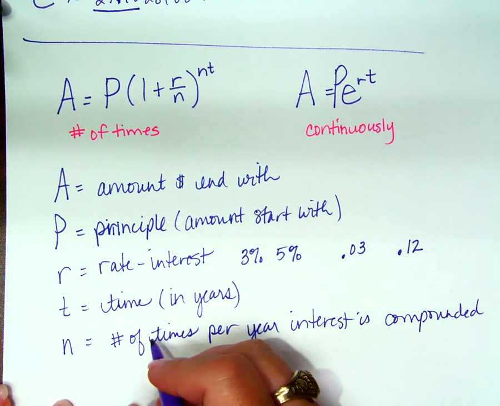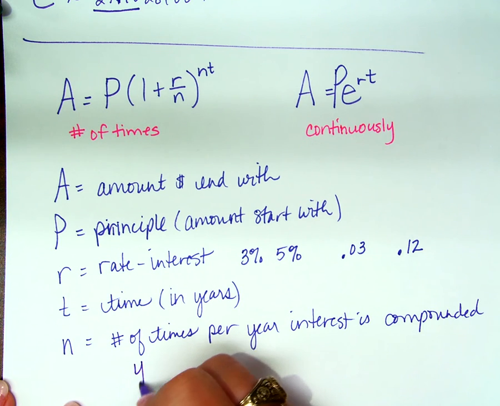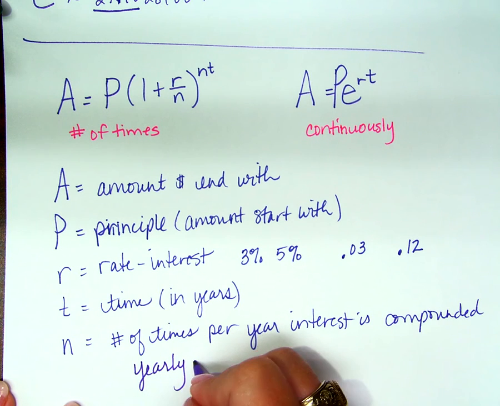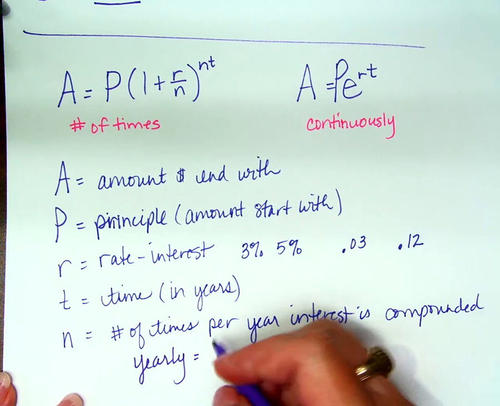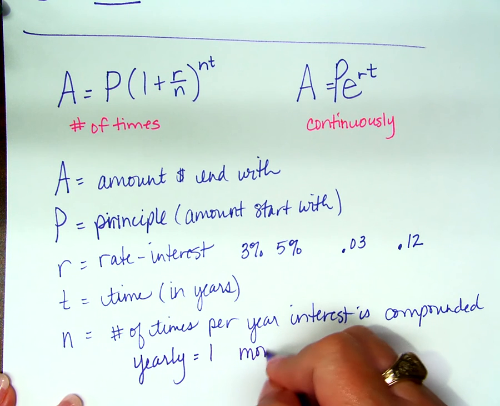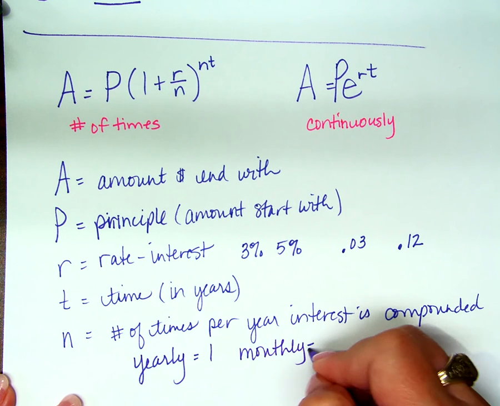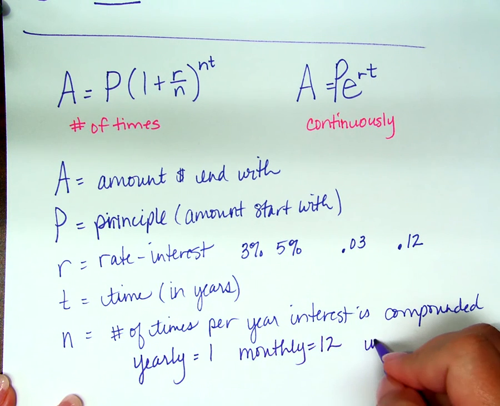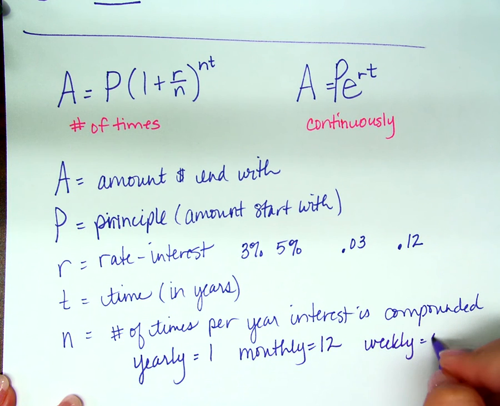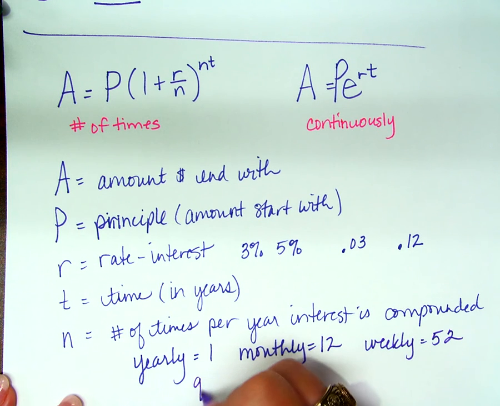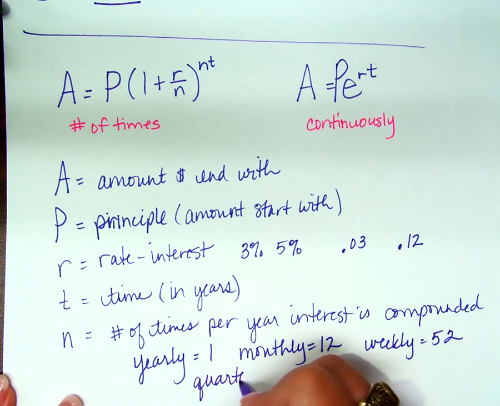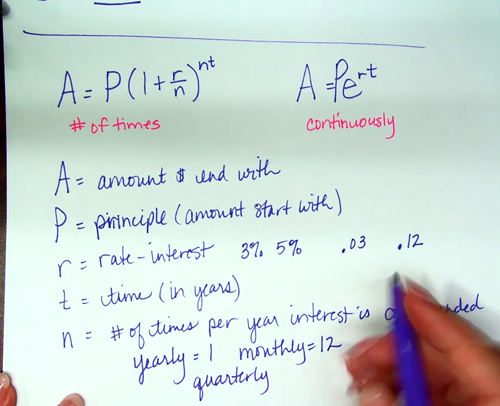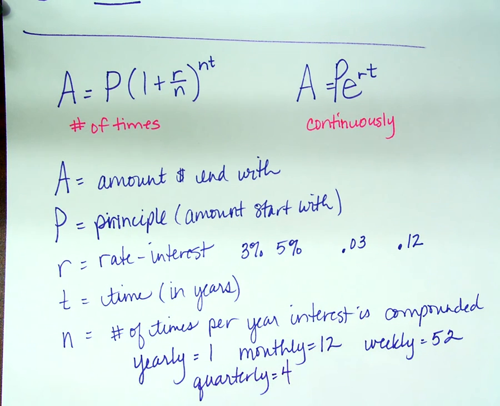So a lot of times we see yearly. How many times a year is it compounded if it's yearly? Once. What about monthly? And weekly? 52. Another common one is quarterly. What do you think about that? 4. Okay. Any questions about any of that?